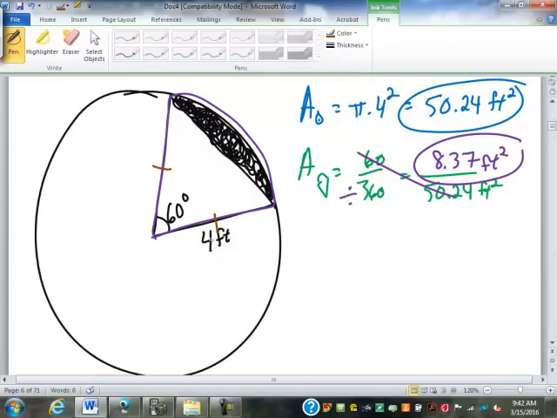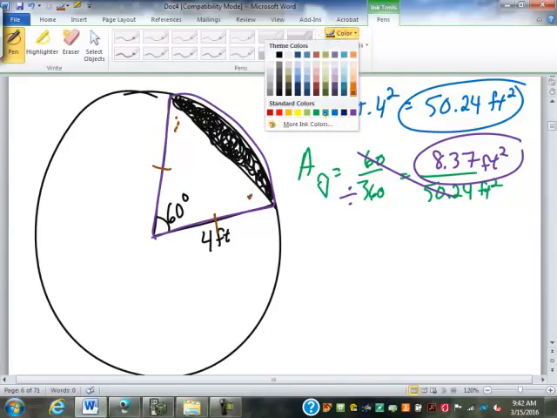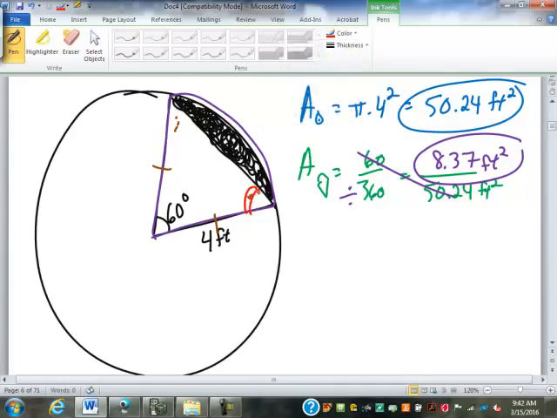Well, I know those two sides are equal, don't I? So what do I know about these two angles? They're equal. How big do they have to be? Well, we know that the whole triangle adds up to 180, right? So 180 minus 60 is 120. That means those two have to add up to 120. You divide by 2, they're each 60 as well. Which is telling us that this is an equilateral triangle.